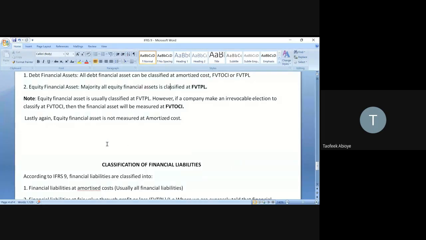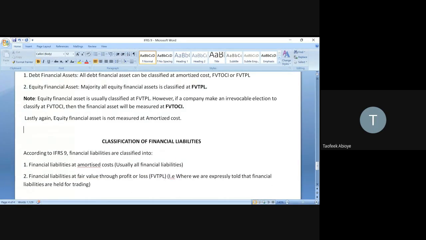So now, classification of financial liability. We are done with financial assets, yes. It remains liabilities. Let's move to financial liability.